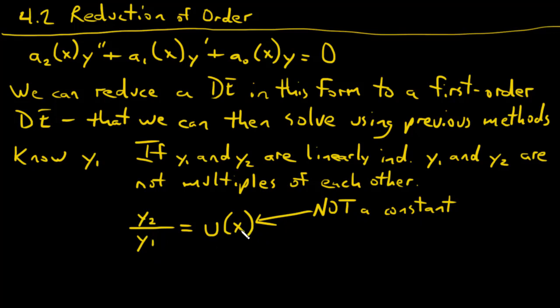So I get some function u, okay? If you're good with that, we can move into the actual theory. That's all that you had to believe. Now, keep in mind, we know what y1 is, okay? I know that y1 and y2 are linearly independent, y1 and y2 are not multiples of each other, therefore y2 divided by y1 is some u. It's just some function of x that's not constant, okay? So let me clear the screen.